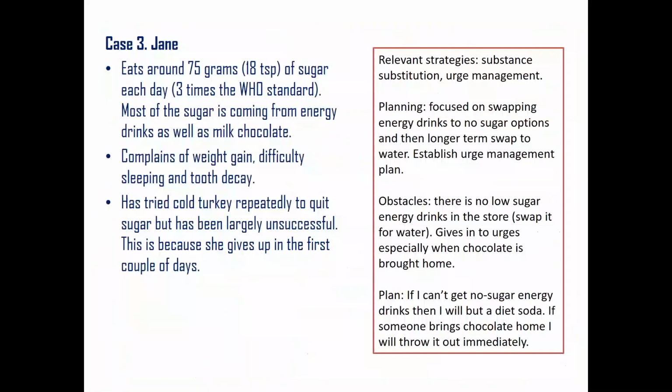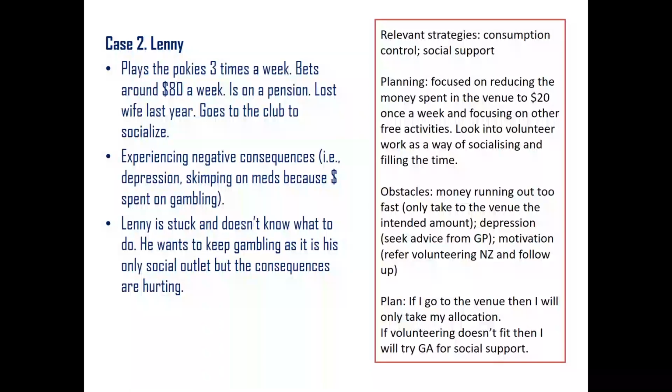And so this is indeed what we've come up with, is that he wants to do something around controlling his spending while still going, and some sort of other social support offerings. So the plan is focused on reducing the money spent in the venue to $20 a week, and focusing on free activities, perhaps in the venue. Also looking into volunteering work as a way of socialising or filling the time. So the obstacles to this could be money running out too fast.